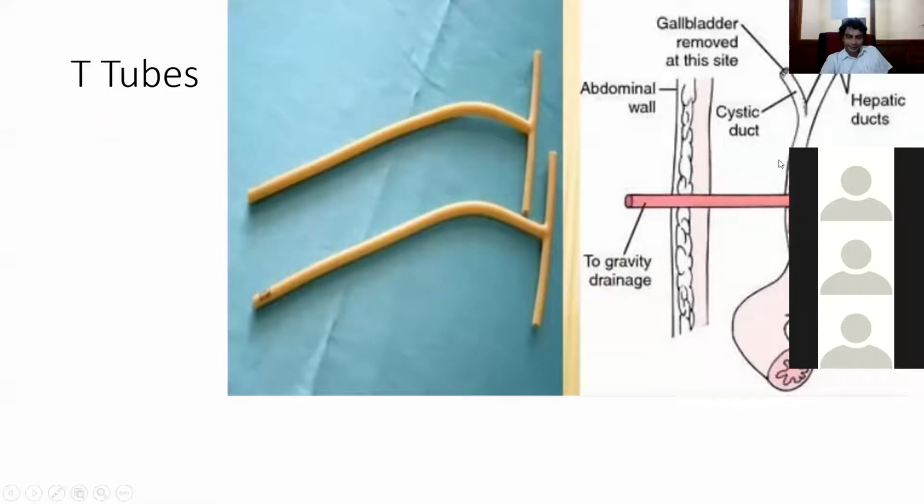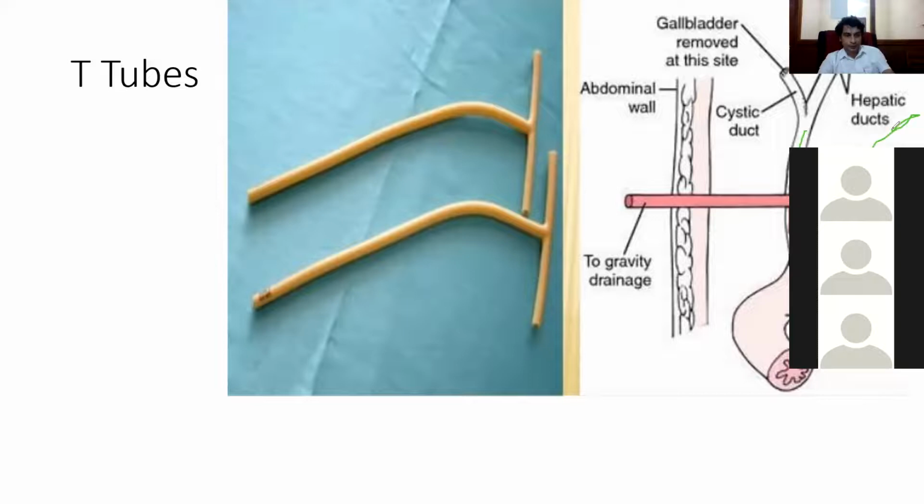Now, T-tubes are inserted when we have a stone or something in the common bile duct, and we have done a surgery called a common bile duct exploration to get rid of the stone. Once we have removed the stone, we can close the bile duct and come out. The problem is we are not always sure whether we have cleared all the stones. By some bad luck, if we haven't, then a residual stone is going to block here, and the bile will start to fill up inside the bile duct.